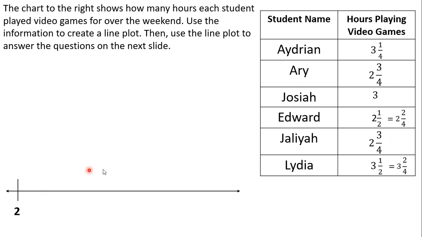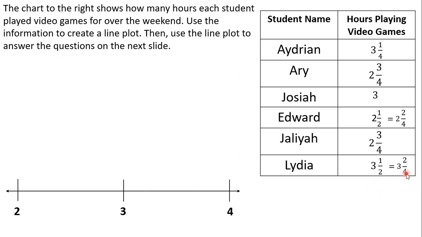Let's add 1 on our number line. So 2 plus 1 is 3. And we'll add another 1. 3 plus 1 is 4, so that we can plot all of these points on the number line. We can see that the largest number that we're going to be plotting is 3 1/2, or 3 2/4. That's why we have to have our number line extend to 4. If we had stopped at just 3, we wouldn't have enough room on our number line to plot 3 2/4.